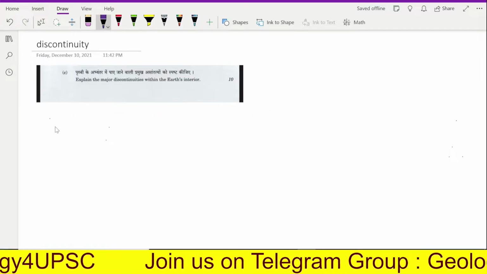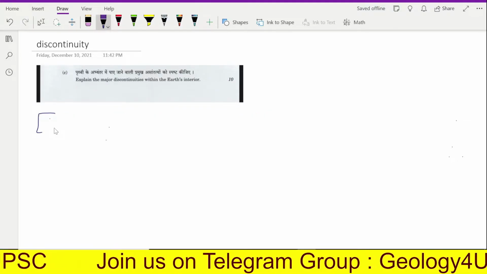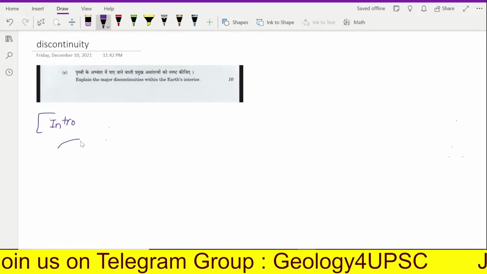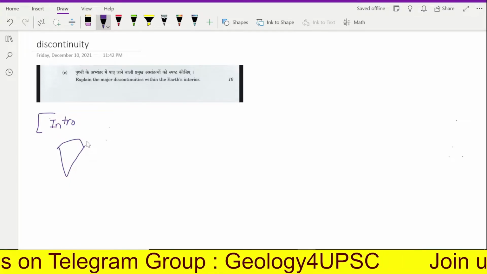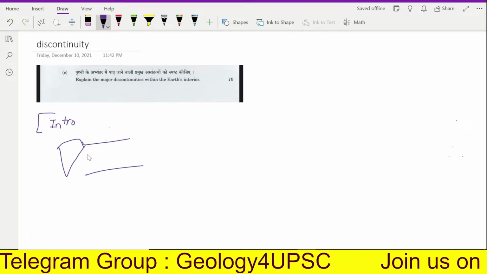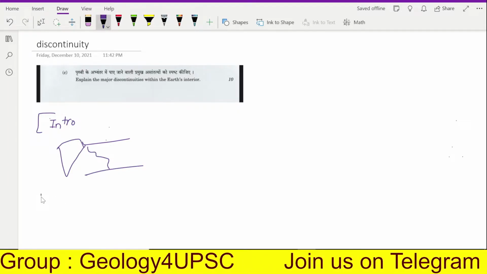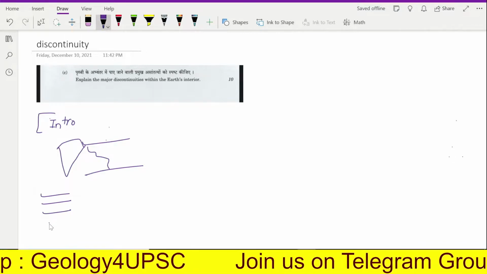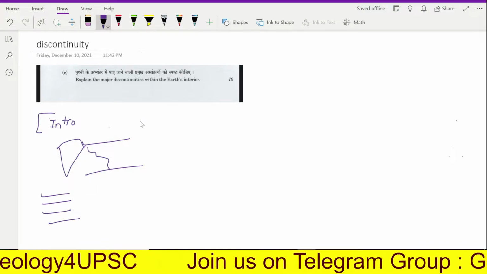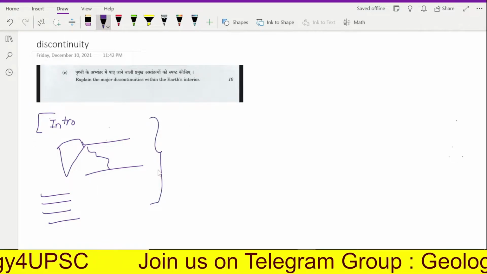So this question will be divided as follows: first will be the introduction. After that, we will have the figure, the most important part, and the next will be a description of each of the discontinuities. So this will be a broad sense of how you will be writing this answer.